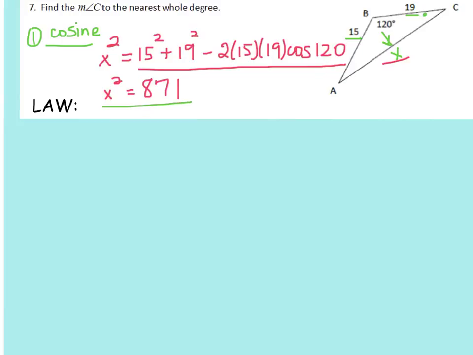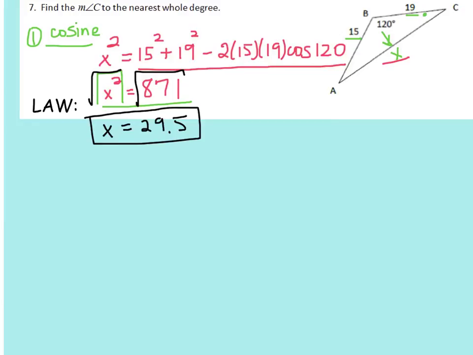But I've got to watch it. This is x squared, not x. So to get out of this, I take the square root of both sides. Square root of x squared is x. Square root of 871 is 29.5. So x is 29.5. Well, that's great, but that's not what the question asked me to find. The question asked me to find the angle C.